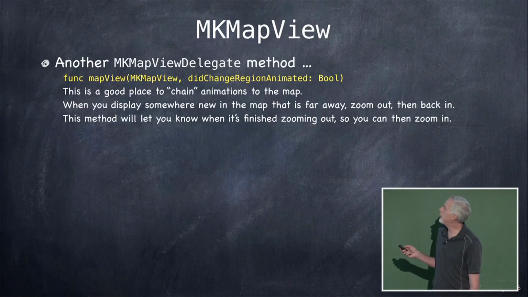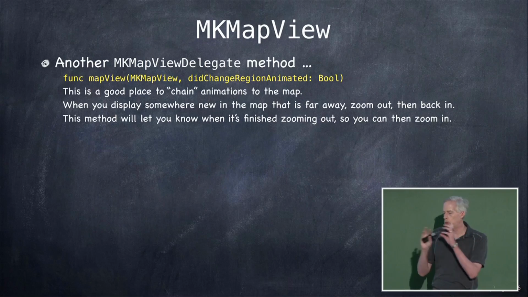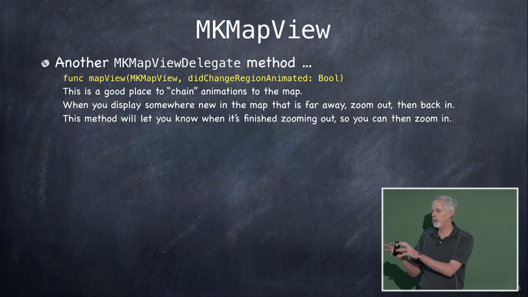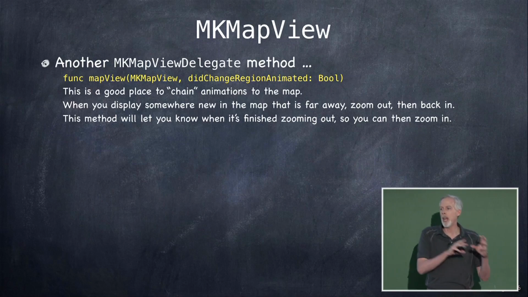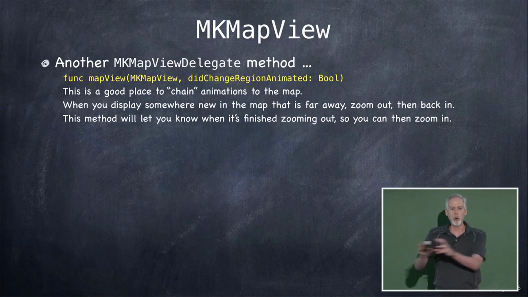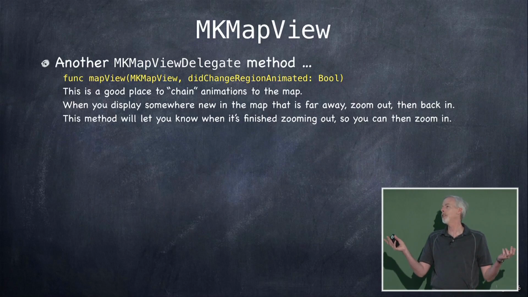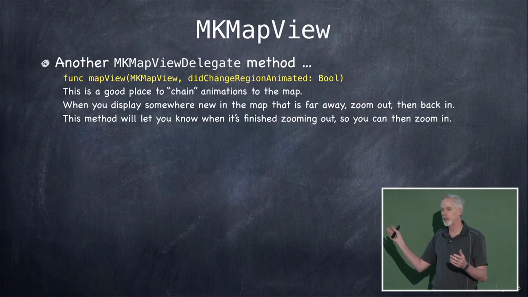There's a cool method in MKMapView called didChangeRegionAnimated. If you tell the map view to show a different part of the world, like New York, it's going to animate going there. It's going to scroll over there. But if I'm in San Francisco and I say show New York, it's going to go so fast, you're not even going to see it. In Nebraska, you'll never see it. Nebraska can go by so fast, you'll never see it.